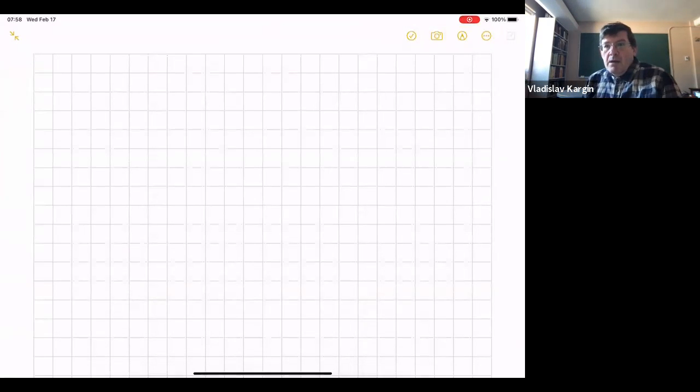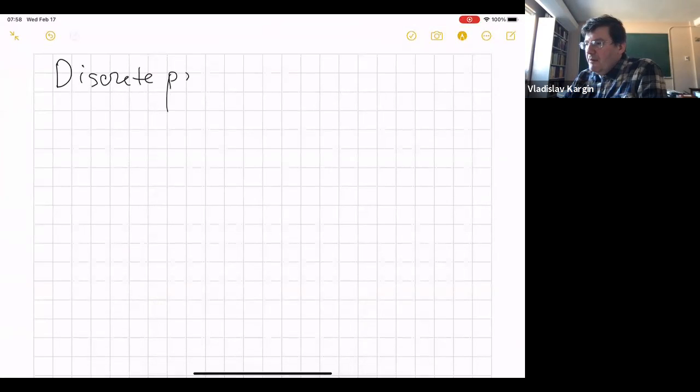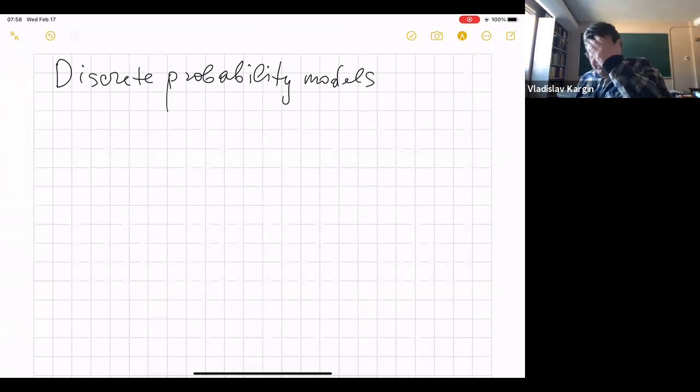All right. So let's start with what we did last time. This is discrete probability models. In fact, we will not cover any besides discrete probability models.